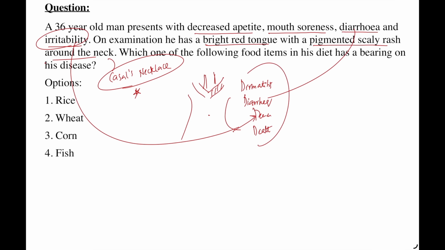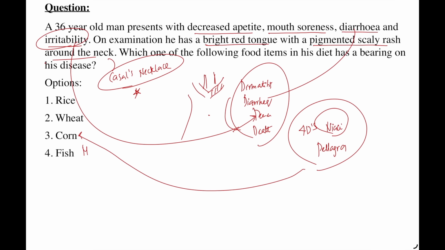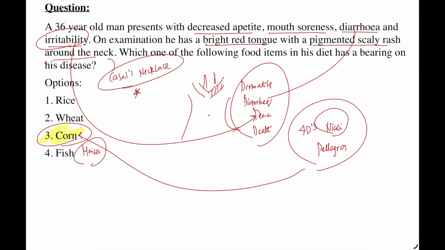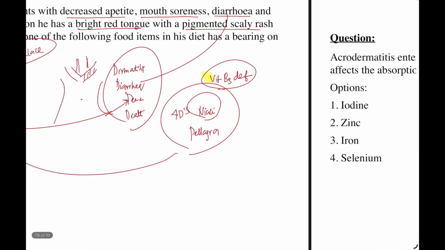So all these, the 4Ds, are classical of niacin deficiency, which leads to pellagra. And pellagra is commonly seen in people who eat corn or maize as a staple diet. Very complex question, right? It's like a USMLE pattern question. There are multiple things that you need to know to be able to solve this kind of question. So it is a clinical scenario, niacin or vitamin B3 deficiency that you see here.